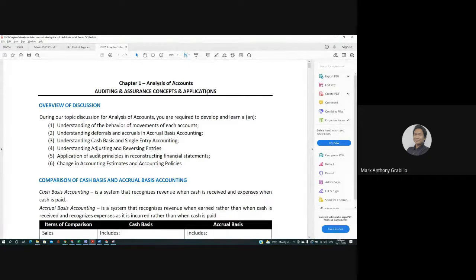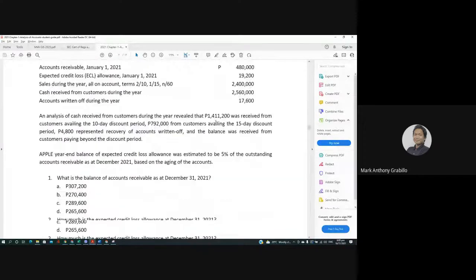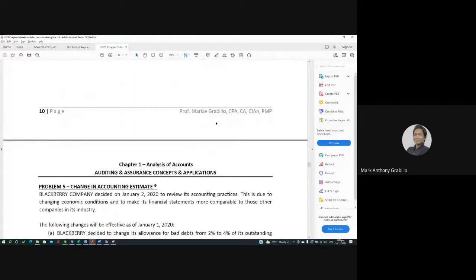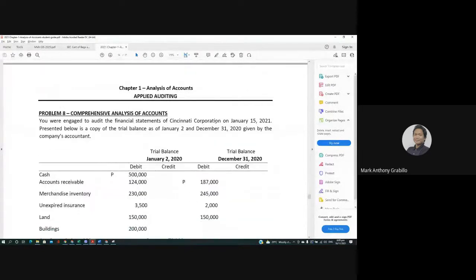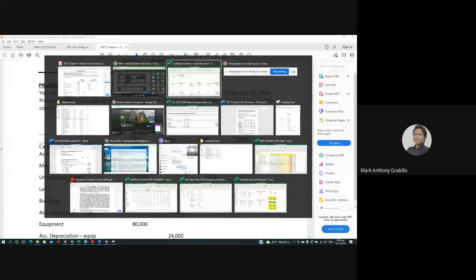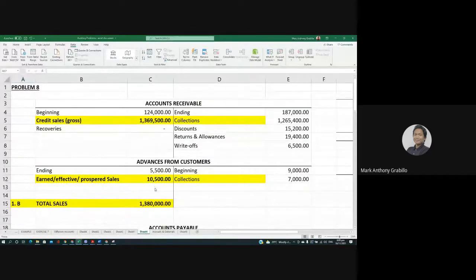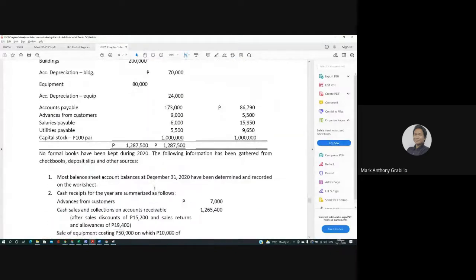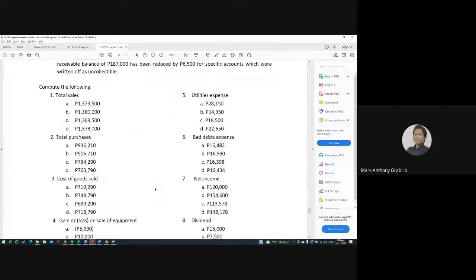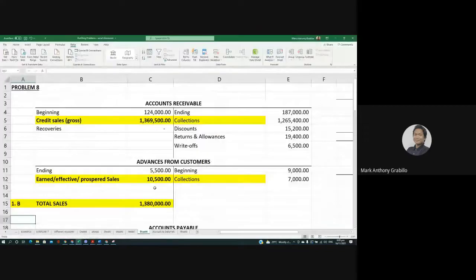Okay, so problem 8. Let's go now with problem 8. Sa problem 8 natin, yung huli na po natin na sagutan is ano po kayang item sa problem 8? Number 3 po. I see, number 3. Okay, so ulitin nga natin.